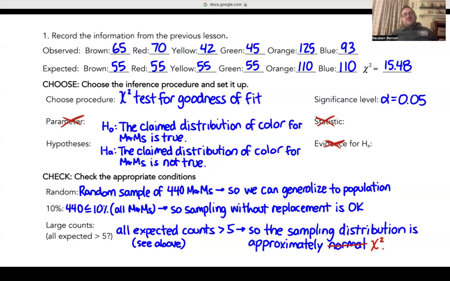So in theory, that 440 M&Ms is way less than 10% of all M&Ms. And then the expected counts, this is kind of the analogy of large counts. We just want the expected counts for all the categorical variables. So this means the browns, the reds, the yellows, and the greens. We are actually looking to be greater than 5. And instead of normal distribution, we're going to say that the distribution is a chi-squared distribution.